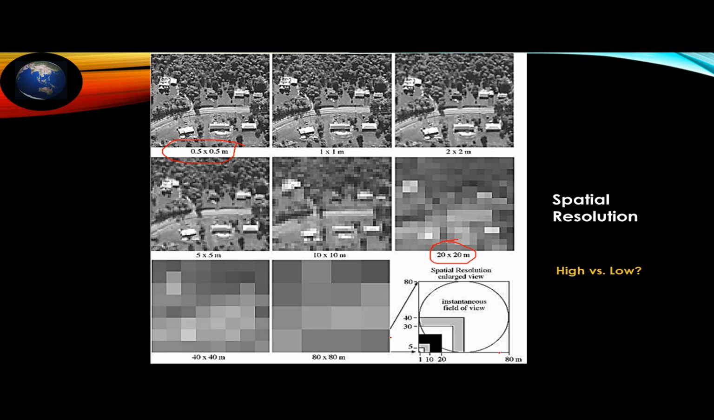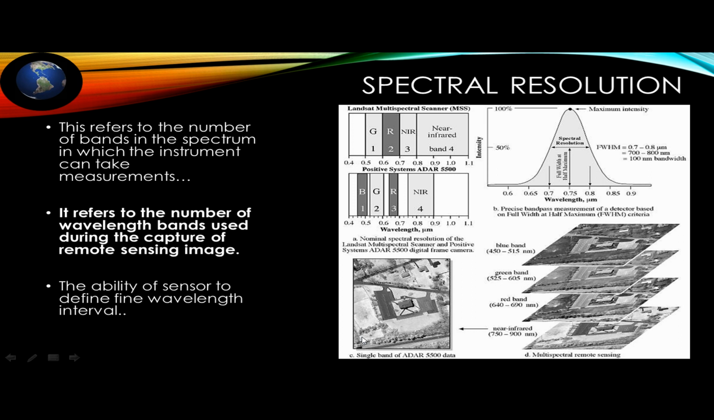The instantaneous field of view means this 1 pixel size, 80 meter by 80 meter. See here, this is 80 meter by 80 meter. So this is high versus low spatial resolution I have shown here. This is the high one and this is the low one. Okay, I hope I'm clear to you.